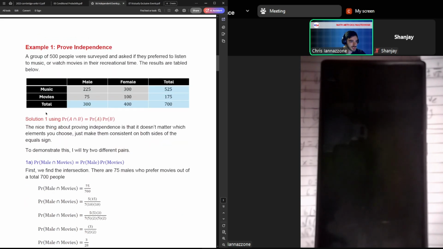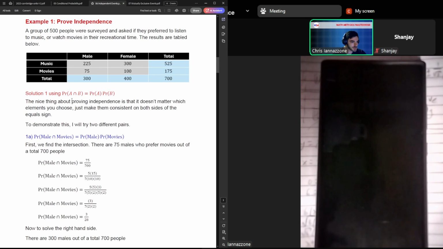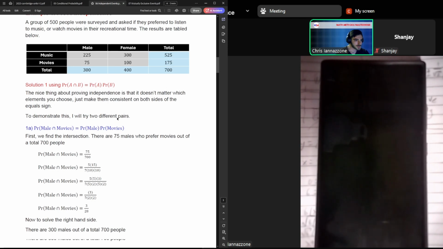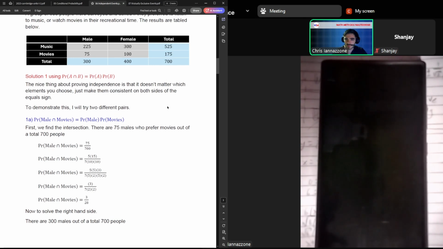So if you wanted to prove independence in this table here, a couple ways you could do it. This first solution I'll show you is calculate the intersection and then the individual probabilities, compare those to each other. So the good thing about this is you have a fair bit of freedom with it. So this A and this B, whether you call this A and this A dash or this A and this A dash, it doesn't really matter as long as you're consistent with your choice.